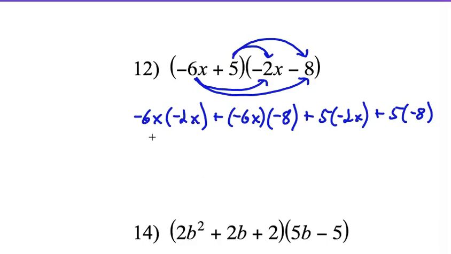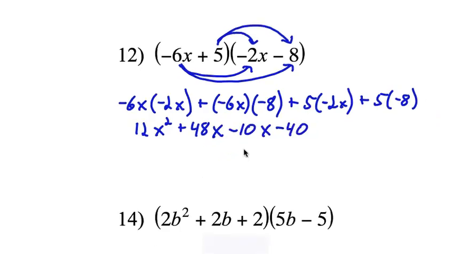Negative 6 times negative 2 is 12, and x times x is x squared. Here we have negative 6 times negative 8 times x, so that'll be positive 48x, because negative times negative is positive. We have 5 times negative 2. That'll be negative 10x. And 5 times negative 8. Looking through our results, we see that we have some like terms, the 48x and the negative 10x.